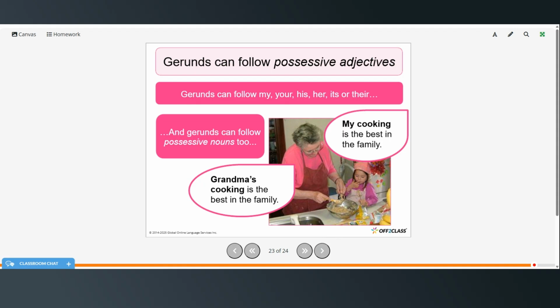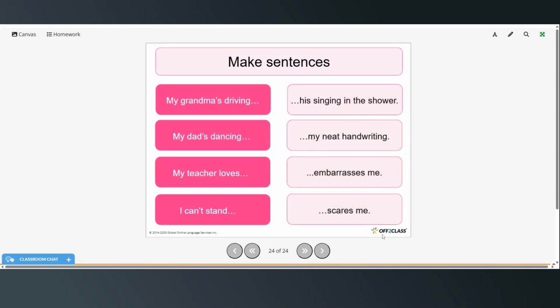Gerunds can also follow possessive adjectives. Gerunds can follow my, your, his, her, its, or their. And gerunds can follow possessive nouns too. So my cooking is the best in the family, or grandma's cooking is the best in the family. And now practice making some sentences. Pause the video, try these on your own, and then restart to check your answers.